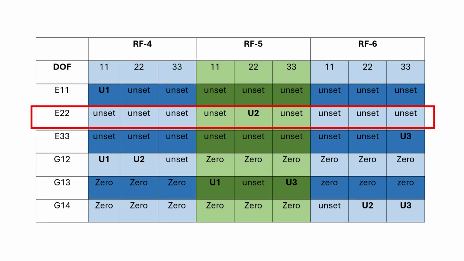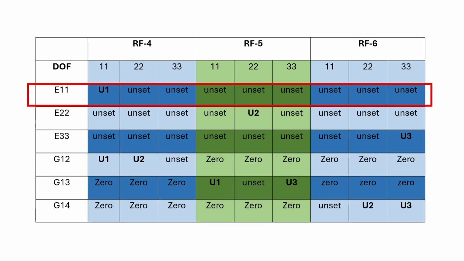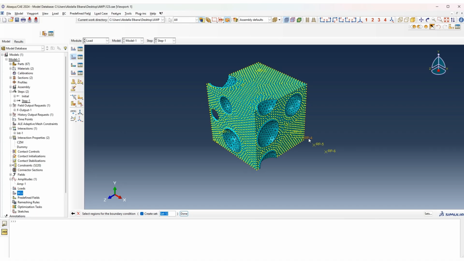For example, to compute a normal modulus like E22, you would apply U2 at reference point 5 and leave everything else unset. And for a shear modulus like G12, you would apply U1 and U2 at reference point 4, while leaving U3 at reference point 4 unset, and setting all degrees of freedom at reference point 5 and reference point 6 to 0. For this example, we want to compute E11, so we will apply displacement U1 on reference point 4 and leave all other degrees of freedom unset.